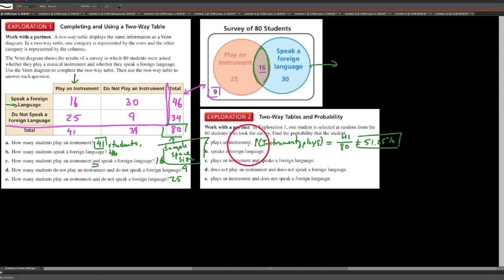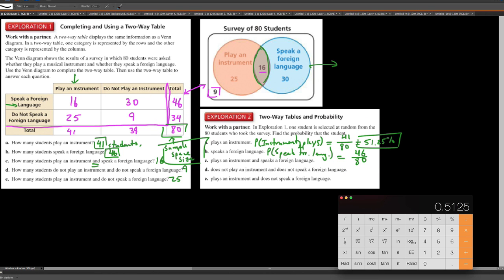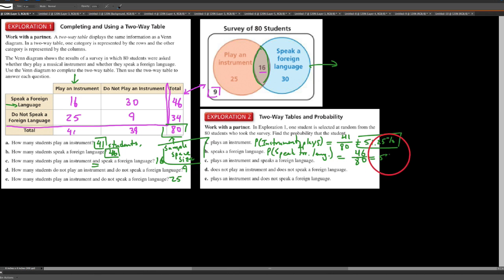In terms of the next question, what's the likelihood that they speak a foreign language? We would say still out of 80 here. But in terms of speaking a foreign language, we concern ourselves with this over here. There are 46 total students that do this, so it should be greater than 51.25%. As a matter of fact, if we take 46 divided by 80 here, we get about 57.5%.